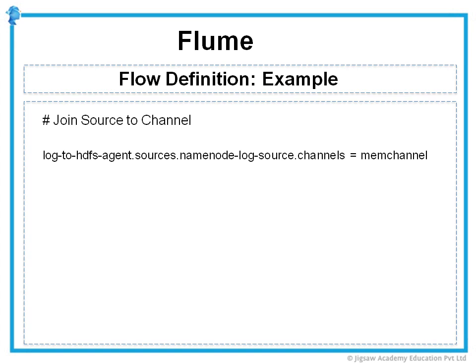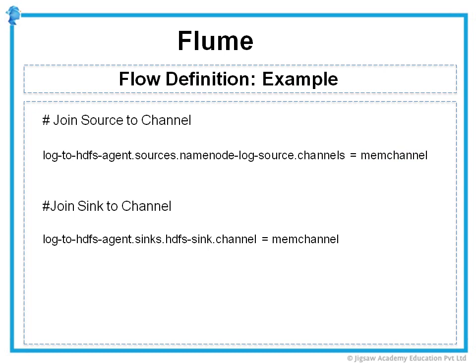With this line of code, you're actually saying that for the source name node -log -source, among all the sources of the agent log to HDFS agent, set the source's channel to mem channel, which is a memory based channel. Similarly, let us join the sink to the channel. Note that the hierarchy is also followed here as well. Now with that, we have defined the flow of our Flume agent.